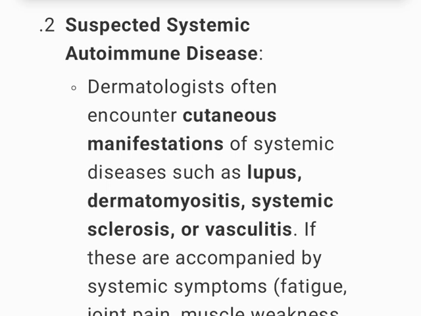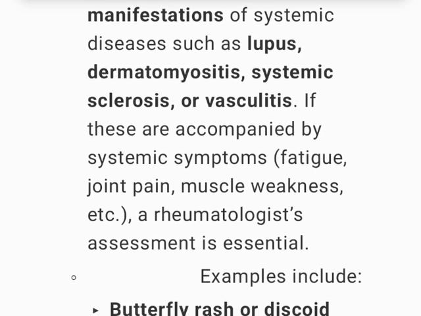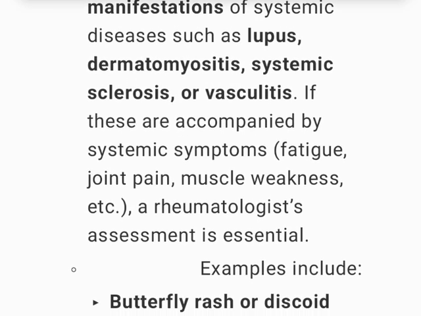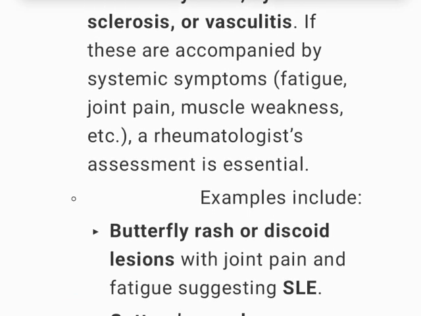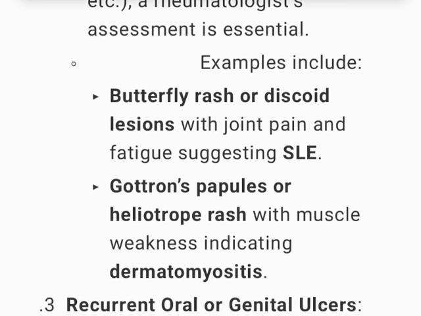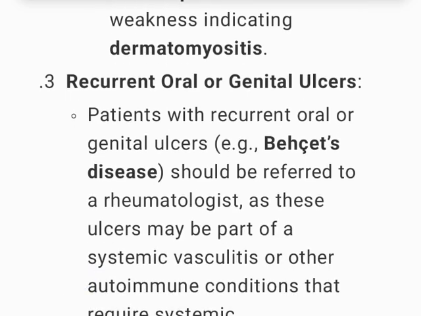Dermatologists often encounter cutaneous manifestations of systemic diseases such as lupus, dermatomyositis, systemic sclerosis, or vasculitis. If these are accompanied by systemic symptoms, fatigue, joint pain, muscle weakness, etc., a rheumatologist's assessment is essential. Examples include butterfly rash or discoid lesions with joint pain and fatigue suggesting SLE, Gottron's papules or heliotrope rash with muscle weakness indicating dermatomyositis.